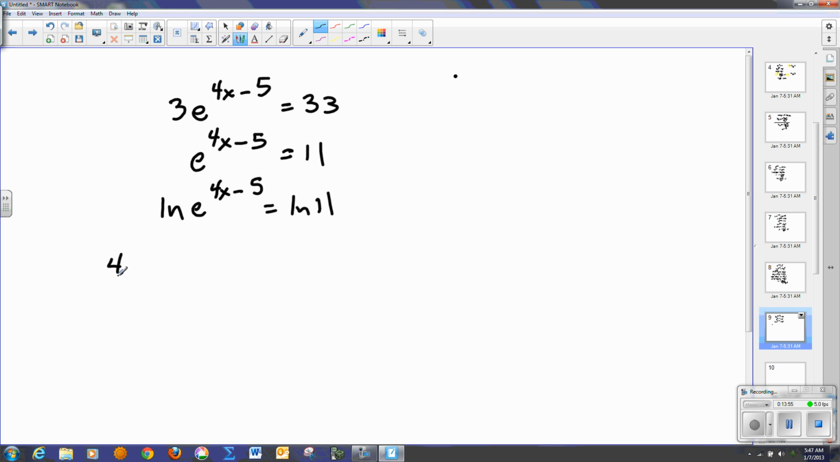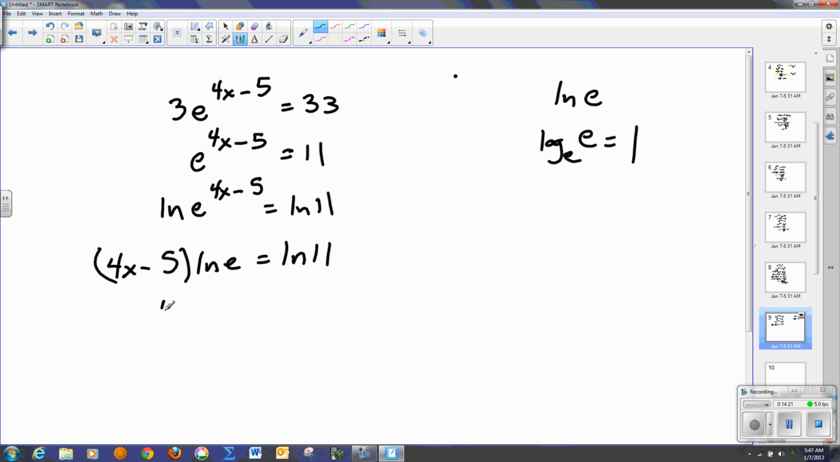So I bring the 4x minus 5 out in front. It's the natural log of e. And that's the natural log of 11. Now, the natural log of e says basically this is the log base e of e. So what power of e is e? 1. This whole term goes to 1. So I have 4x minus 5 is equal to the natural log of 11. Therefore, the natural log of 11 plus 5, over 4, would equal x.